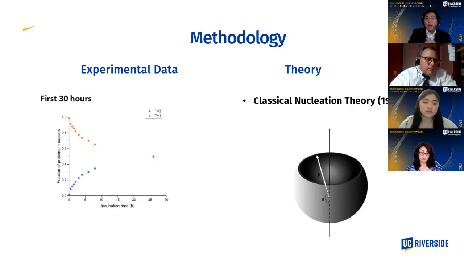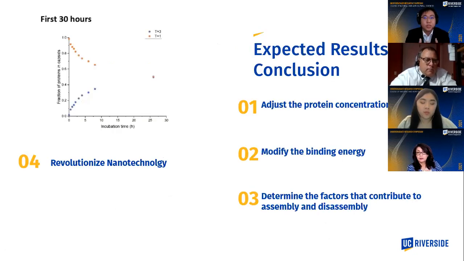And thankfully, we have one: our very own Professor Roy Azani developed this theory many years ago, with the fundamentals of being able to model this exact assembly and disassembly data. So we know that by adjusting the protein concentration, the binding energy, and certain factors that change the rate of assembly and disassembly, we can essentially create a really accurate model for this plot you see here, and essentially revolutionize nanotechnology in the medical sciences.